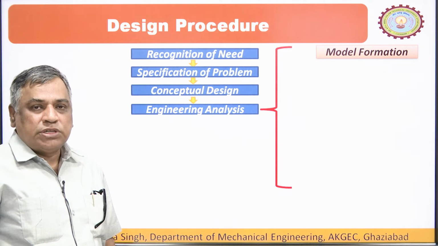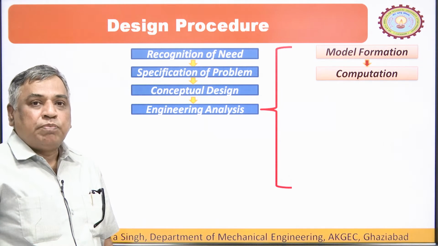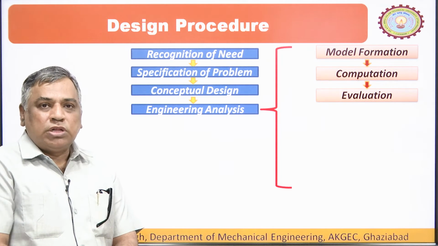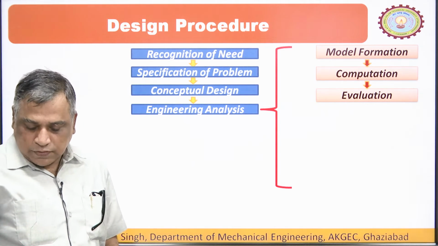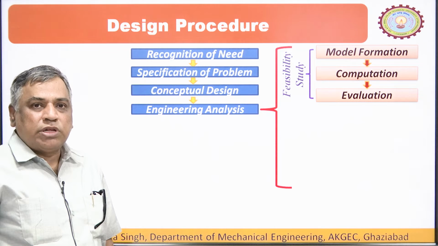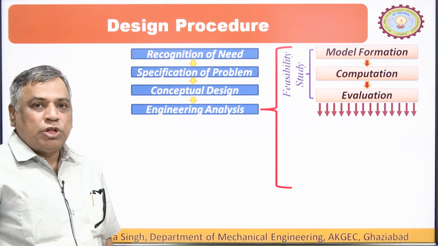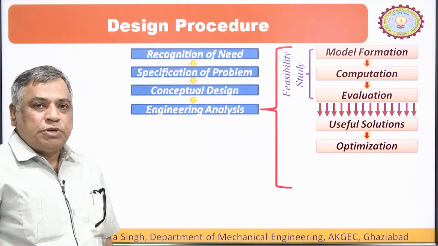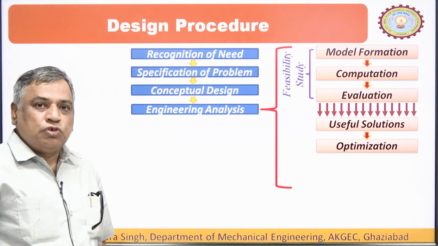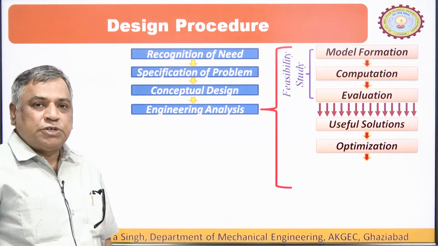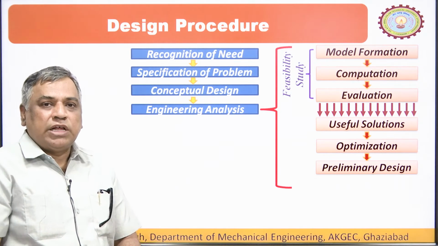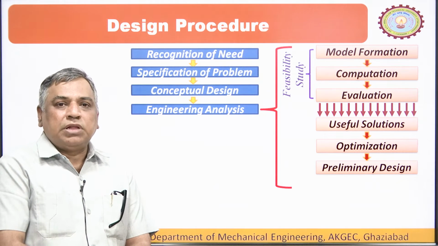First is the model formulation. This is mathematical formulation, and after mathematical formulation, we will perform the computation, and after computation, we will evaluate all these solutions, and these three steps together are called the feasibility studies. After evaluation, we will get some useful solutions, and useful solutions then move to the optimal solution. Out of these useful solutions, we will find the best possible feasible solution in optimization, and after optimization, whatever single design solution we have available, that is called the preliminary design.